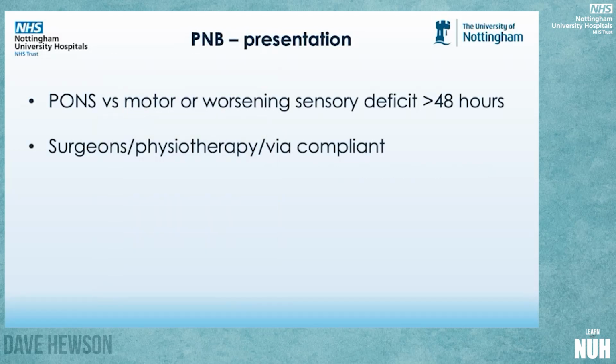So just moving on to the presentation, if you're faced with a patient with neurological abnormality after GA or a nerve block, in this case, the key thing here is: is this someone with a temporary neuropraxia who has those sort of post-operative neurological symptoms that are just going to get better by themselves? Or is this someone with something more worrying that might need urgent treatment? That might be motor or worsening sensory deficit, or is persisting well beyond the effects we would expect from a local anaesthetic, so beyond 48 hours.